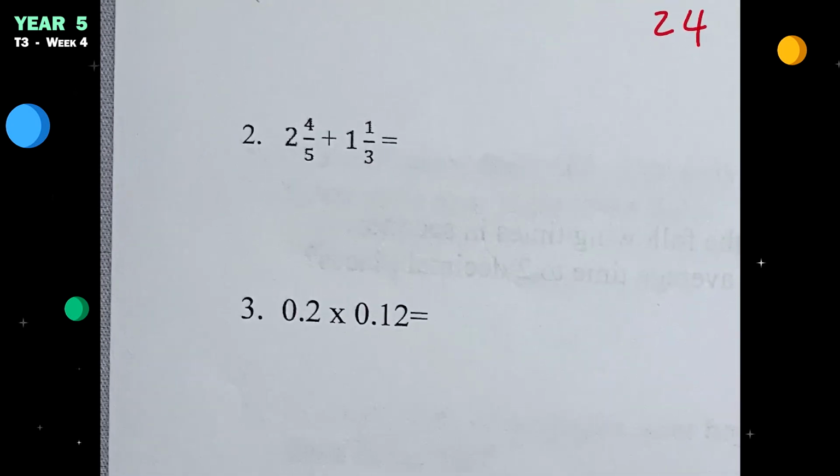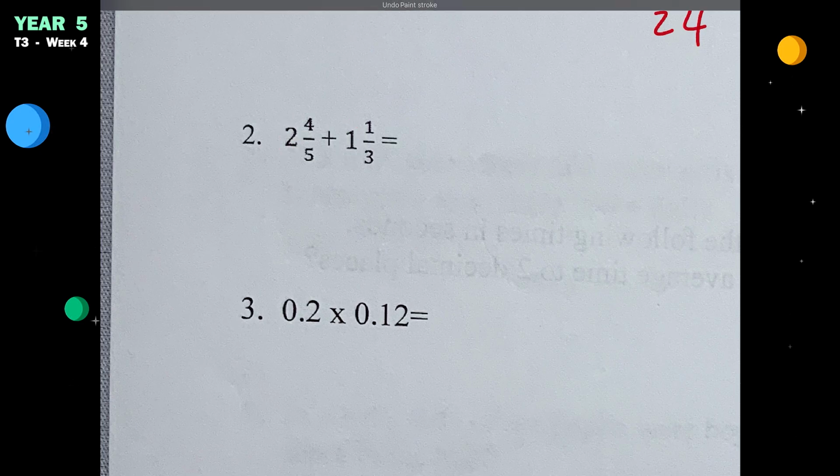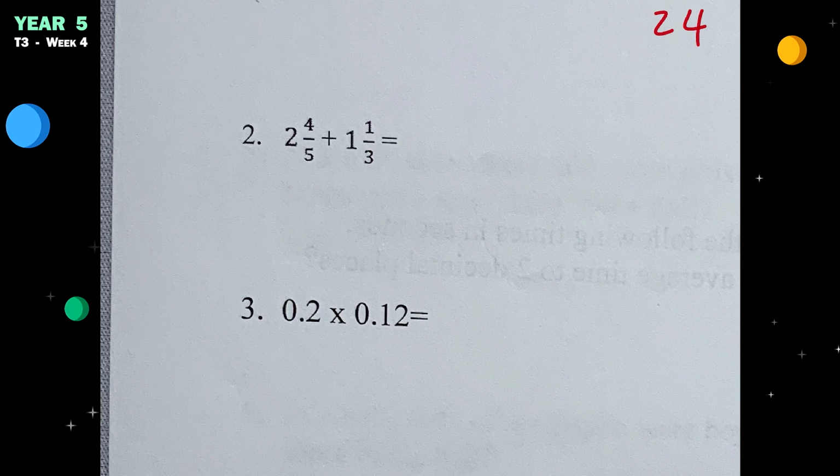Next one is you want to add these two. Okay, when we're adding, we can just add the whole numbers together. You get... actually, no, let's not do it this way. You'll get confused. Just change it to an improper fraction first. This will be 14 over 5. Change it to an improper fraction. You get 4 over 3.